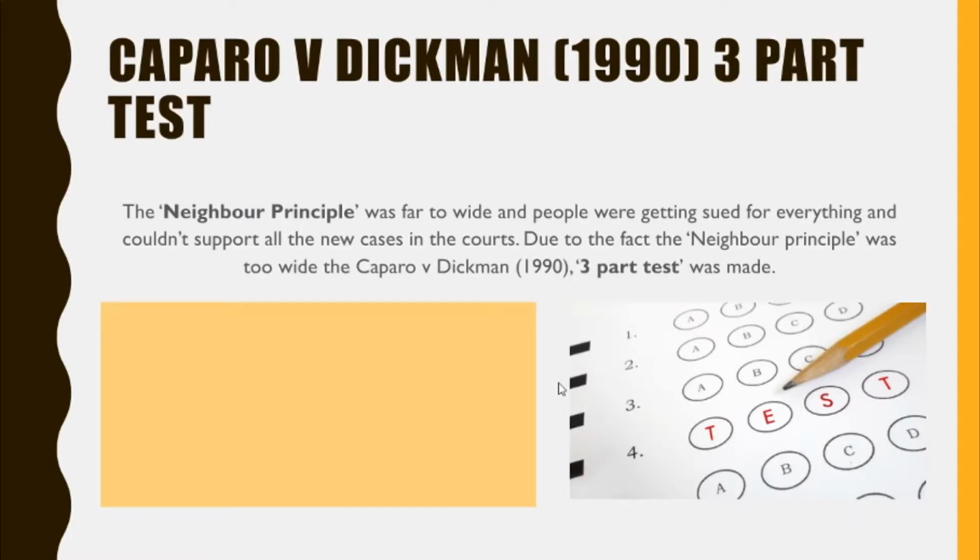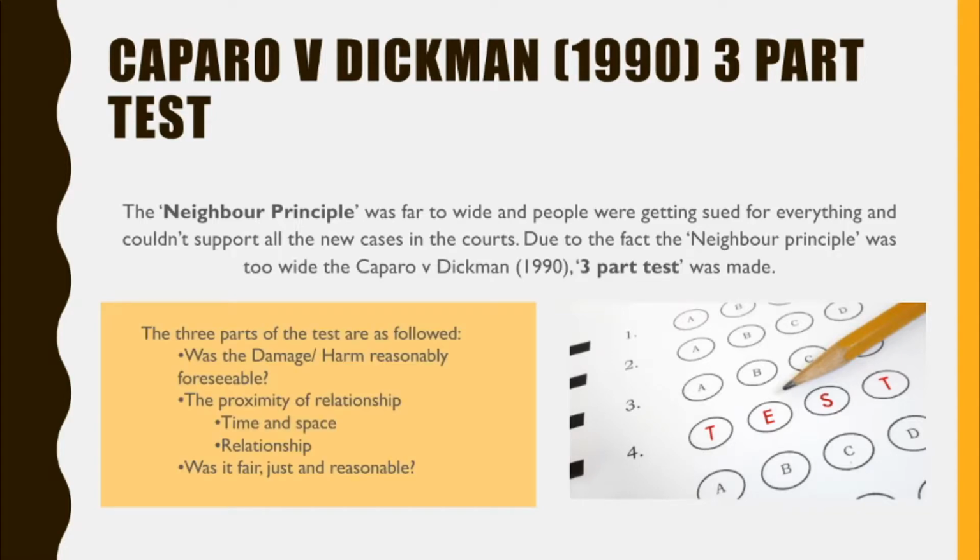The Caparo and Dickman 3-part test has 3 parts to the test, as said by the name. Was the damage and harm reasonably foreseeable? The proximity of the relationship between the claimant and the defendant. So you have time and space and relationship. And was it fair, just and reasonable?